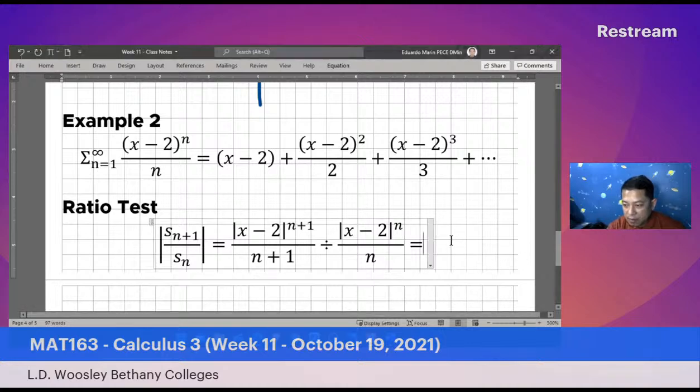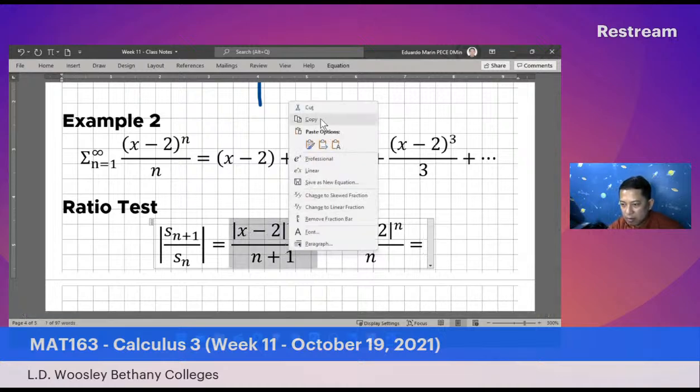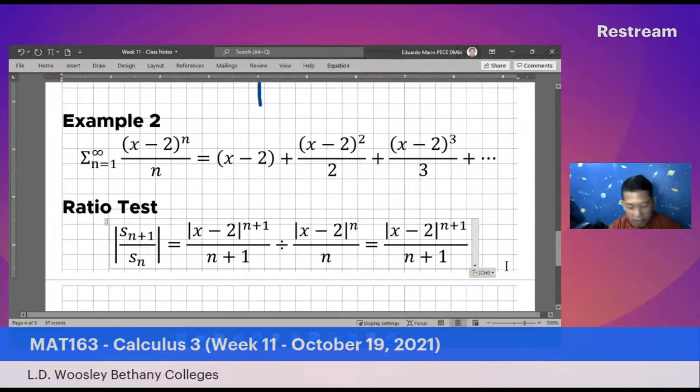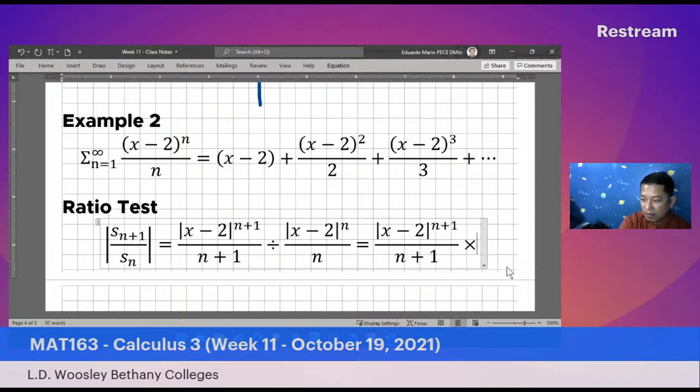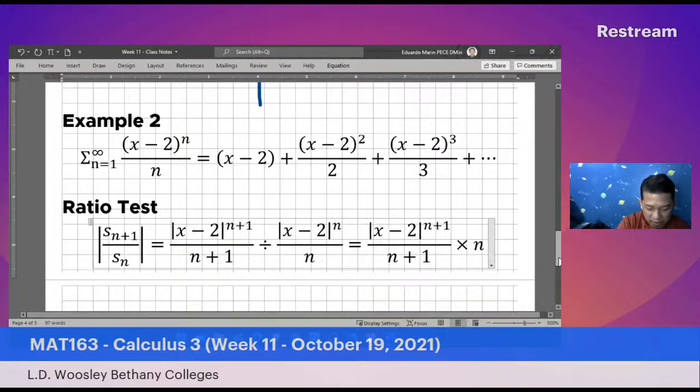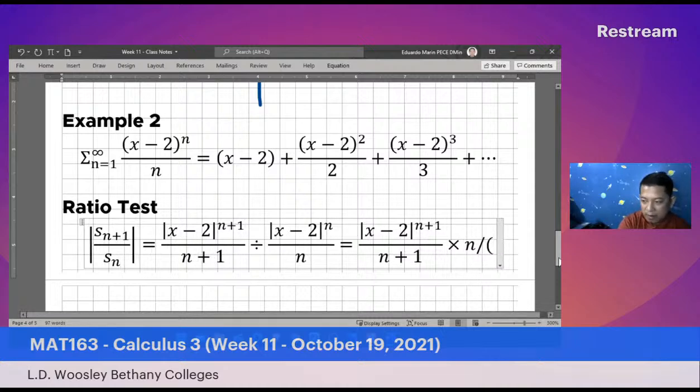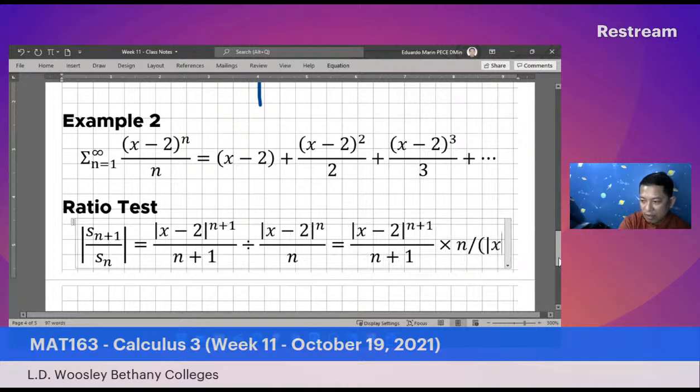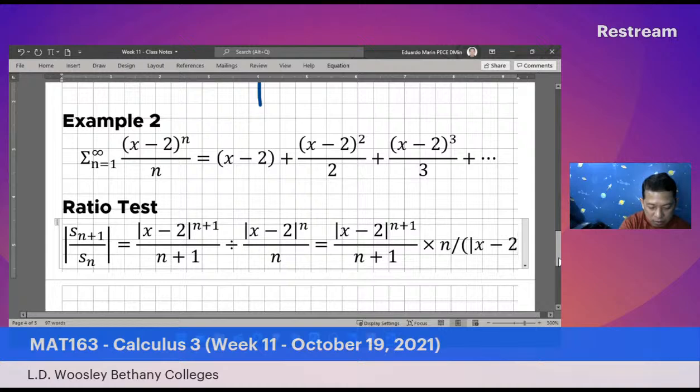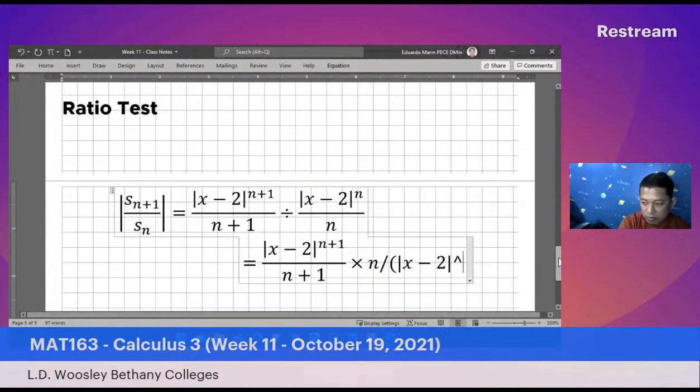So from here, we can take the reciprocal of the divisor so that we can use multiplication. I will just copy this. Then, instead of dividing, we multiply by the reciprocal of the divisor. What is the reciprocal of the divisor? n all over the absolute value of n minus 2 raised to n.